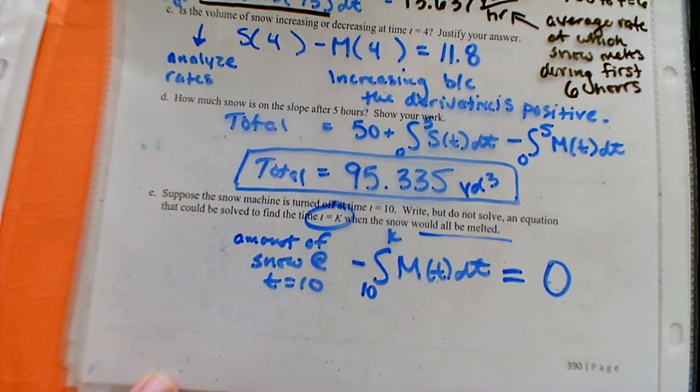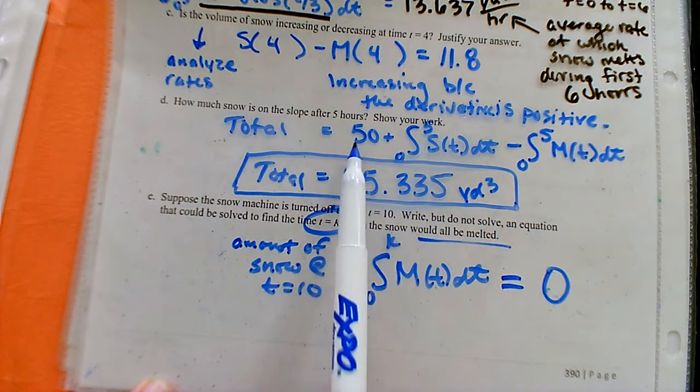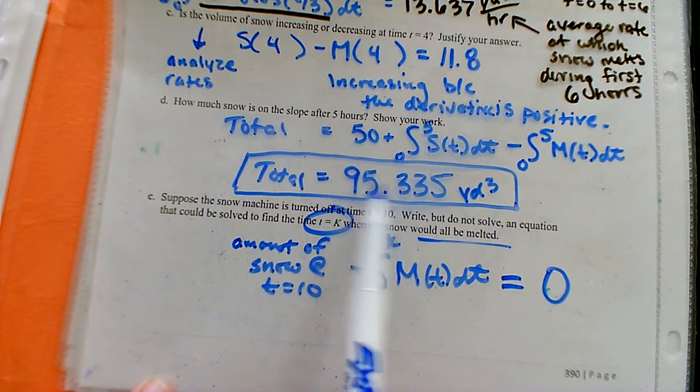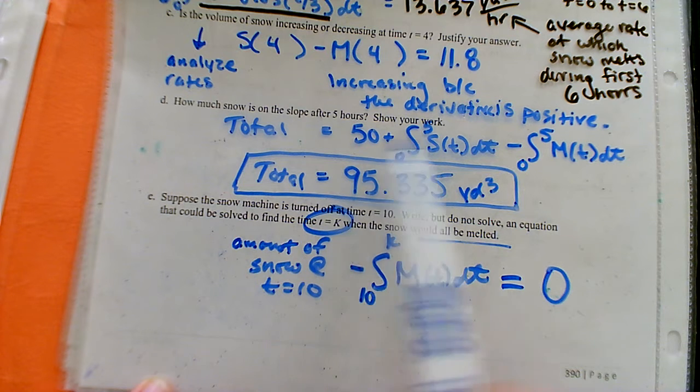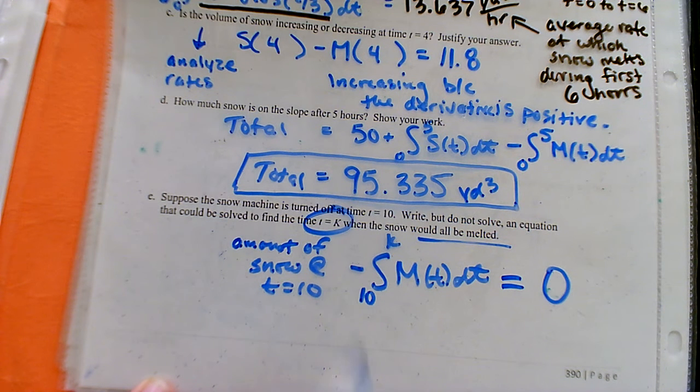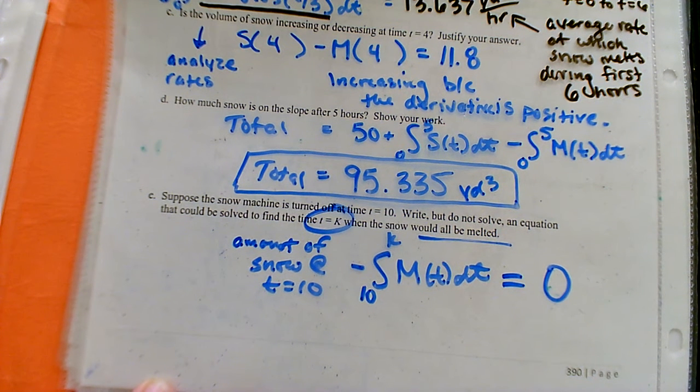You could actually figure that out if you wanted to, couldn't we? Because this was how much snow we had after 5 hours. We could repeat the process to figure out amount of snow at 10, but it's not saying that we have to solve it. We just wouldn't need some type of setup. So amount of snow at time 10 minus how much snow is melting after that, and we eventually want all the snow to be gone, time 0.